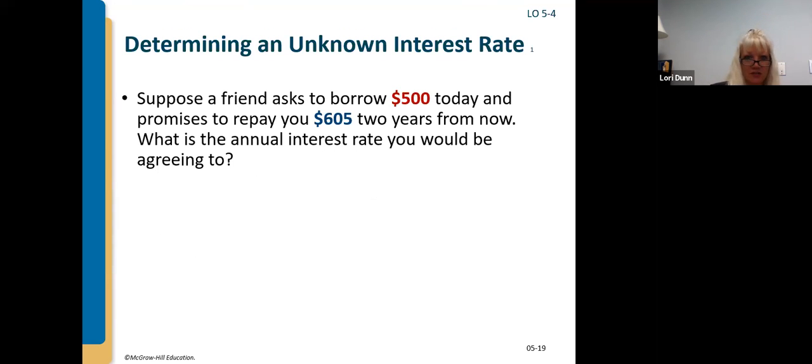Before we finish up for today, what happens if this happens? Suppose a friend asks to borrow $500 today, present value, and promises to repay you $605 in 2 years from now. So you know present value, you know future value, and you know how many compounding periods. But you don't know what the interest rate is, and you need to know that. What is the annual interest rate you are agreeing to?